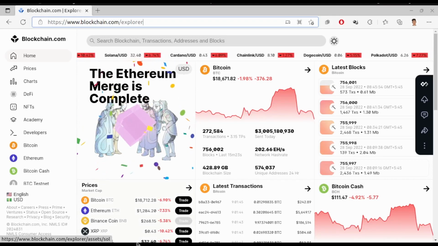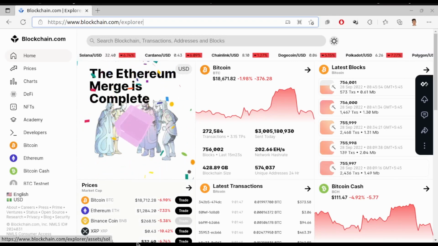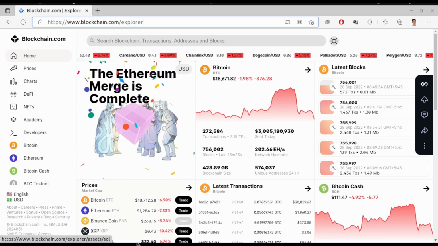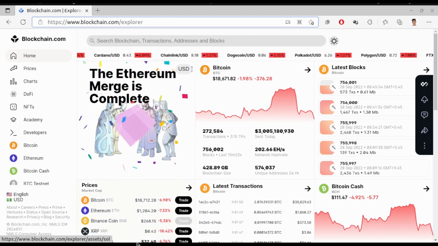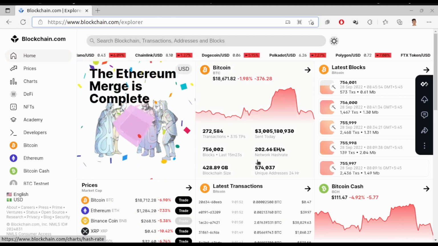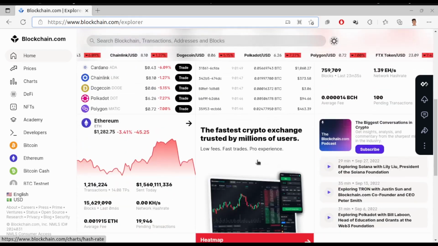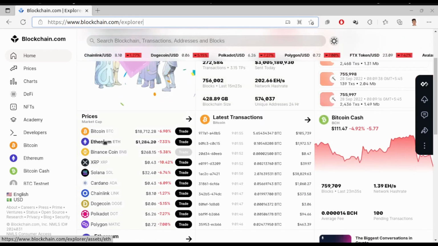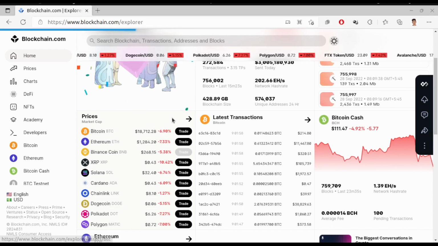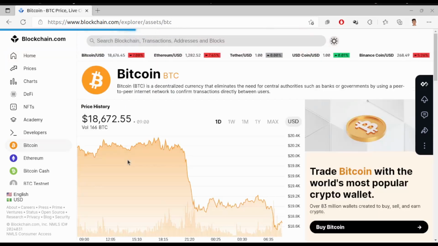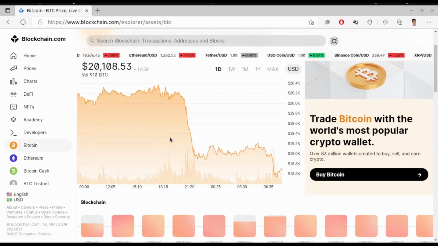Now let's look at an example. For that we are using this website, blockchain.com/explorer. This is a cool website. I highly recommend visiting here and exploring things. There are lots of things to explore here. Since we are only talking about Bitcoin, let's go to Bitcoin. There are other things too: Ethereum, Binance, Solana, Cardano. Okay, here we got the Bitcoin page.